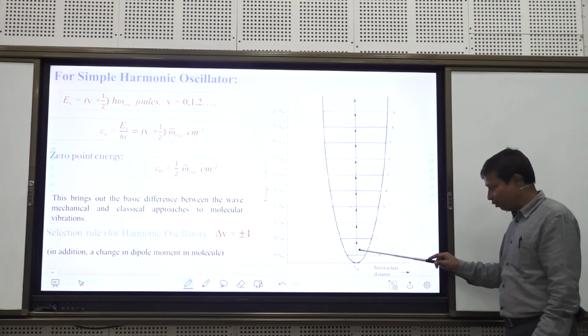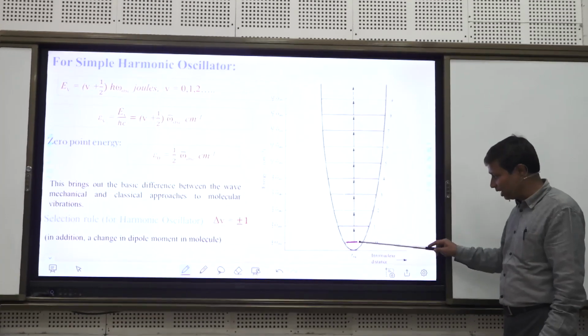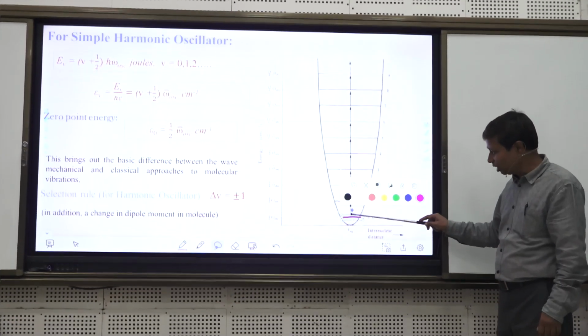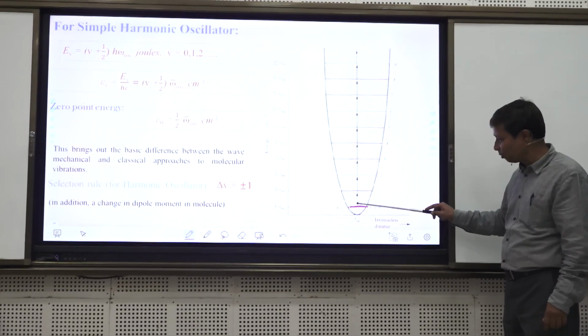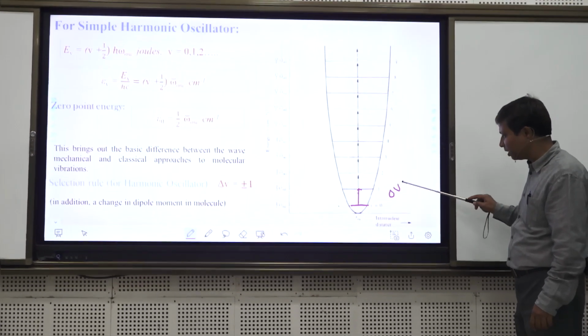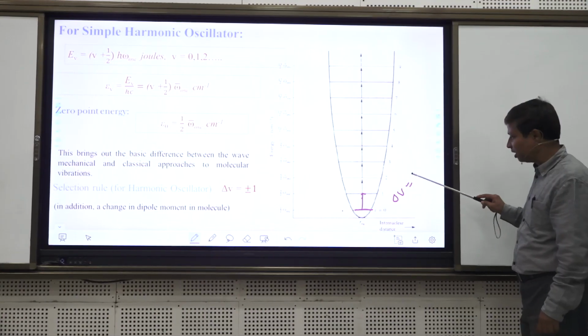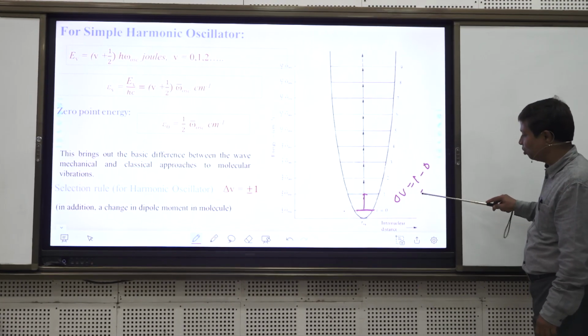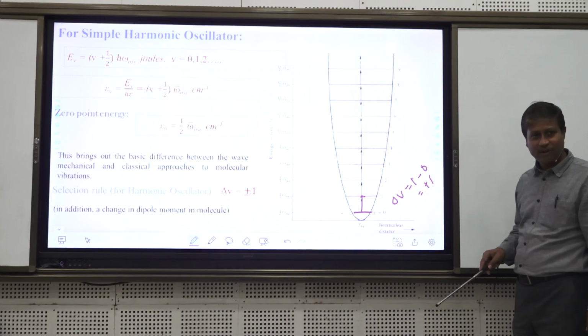That means if you think that your molecule is here and you are expecting a transition, you can think of a transition from here to here. What is the delta V for this? Delta V is final, always final minus initial. So this is +1. Fine.